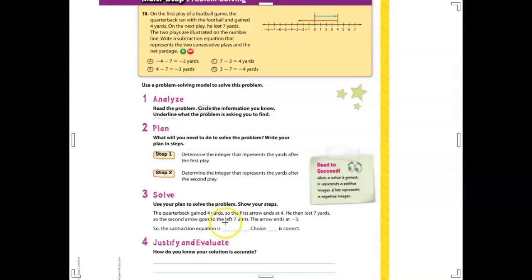All right, so the subtraction equation is positive 4 yards minus positive 7 yards, and the correct answer is going to end up being B. Now, before we finish here, 4 minus positive 7 has an equivalent additive inverse. What is the equivalent additive inverse of positive 4 minus positive 7? Go ahead and type that into the answer.